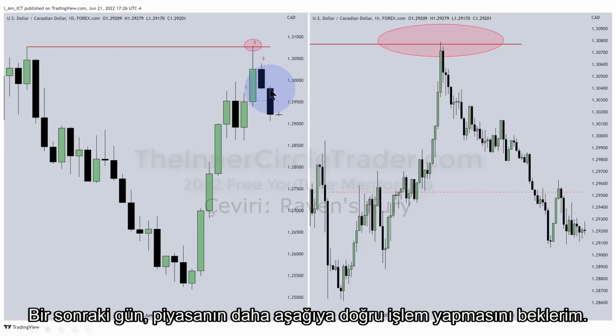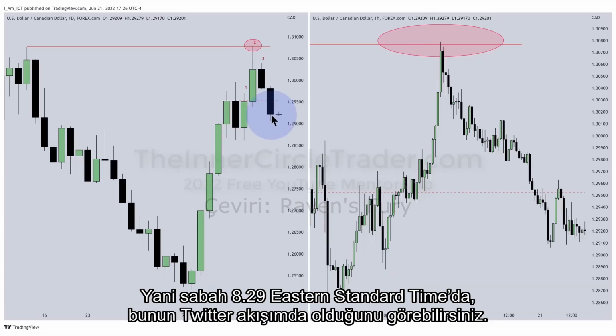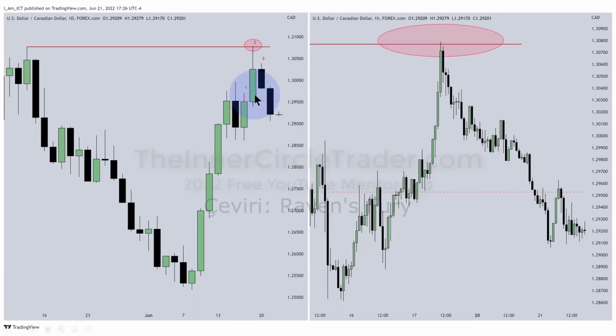Then the next day, I'm going to be expecting the market to trade lower. Now here's the problem with this particular market. Yes, it's likely to trade down, and with the benefit of hindsight, I'm showing you here. But again, I tweeted about this beforehand. So at 8:29 a.m. Eastern Standard Time, you can see that is on my Twitter feed.